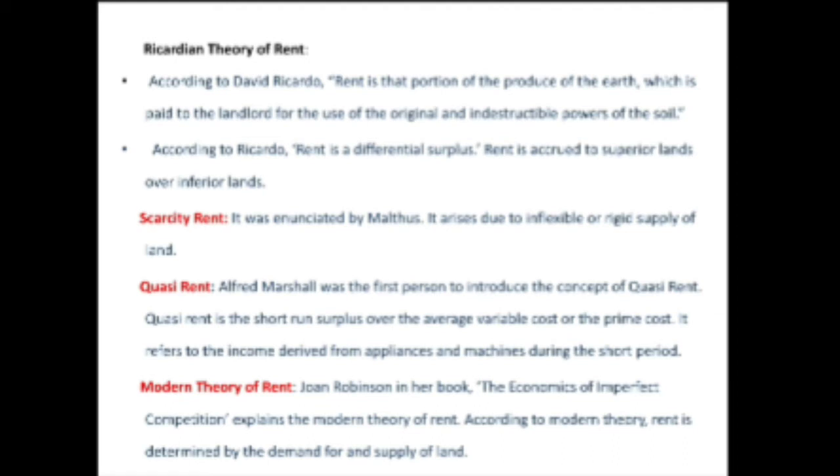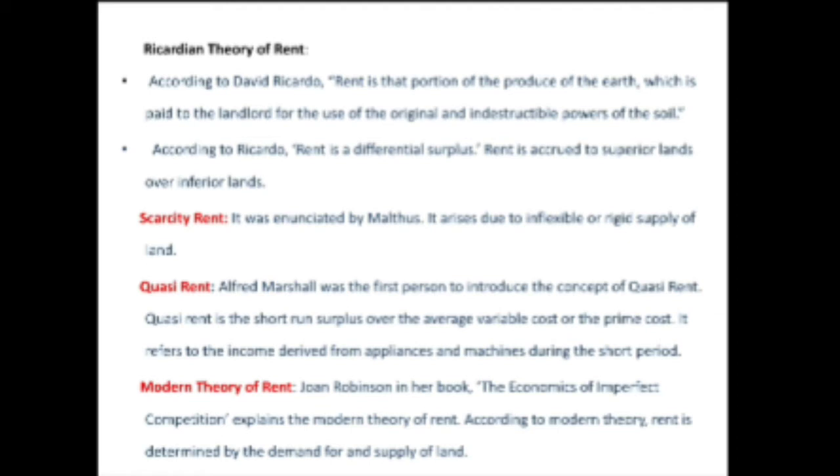Then we have the concept of scarcity rent. The concept of scarcity rent was enunciated by Malthus. According to him, it arises due to the inflexible or rigid supply of land. Now, just because we want to get more land, can we create more land? It is not possible. The availability of land is always fixed or limited. Therefore, the concept of scarcity rent comes because of the inflexible or rigid supply of land.